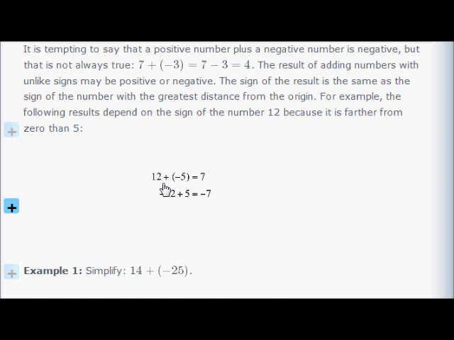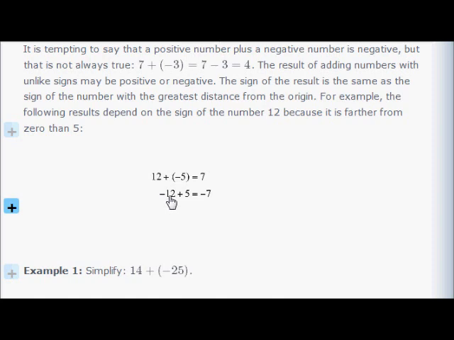Negative 5 is a negative number that's closer to the origin than the 12 is from the origin. So you're going to end up with a positive number, because the positive number being added to the negative number is of larger magnitude than the negative number. So 12 plus negative 5 is the same as 12 minus positive 5. 12 minus 5 is 7.